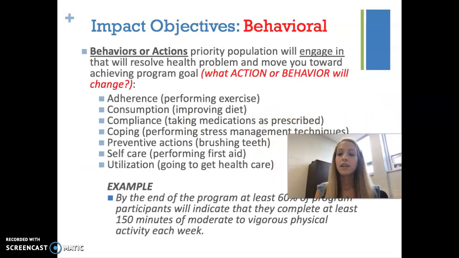Right. The next would be behavioral. And remember, we're still on those impact objectives. These are our short-term, summative objectives. So these behaviors or actions from the priority population will engage in, these are what they'll be doing, right? Their behavior or their actions that will resolve the health problem and move you closer to achieving that program goal. So what action or behavior will you change?